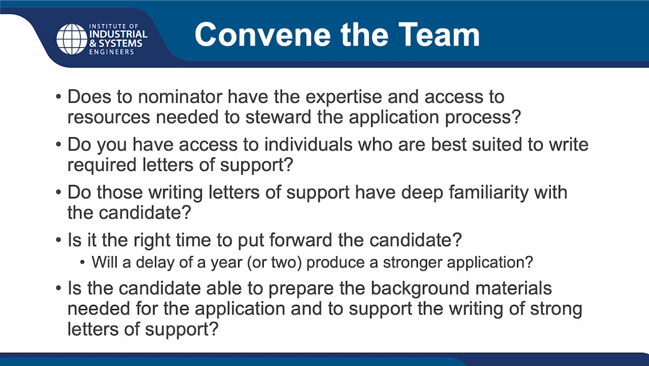The next step is to convene the team. This includes the candidate or nominee, the nominator, and those who will write letters of support. To make sure you have the right team, you'll want to ask a few questions. First, does the nominator have the expertise and access to the resources needed to steward the application process? Individuals who've received the award previously, for example, might be possible nominators. You might also find nominators who have worked with or collaborated with the nominee, as they may be able to navigate their own and the nominee's network to prepare a strong package.